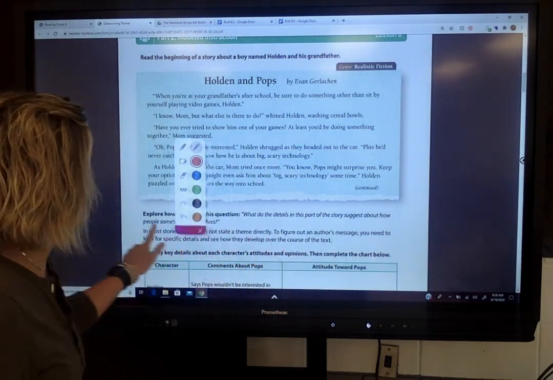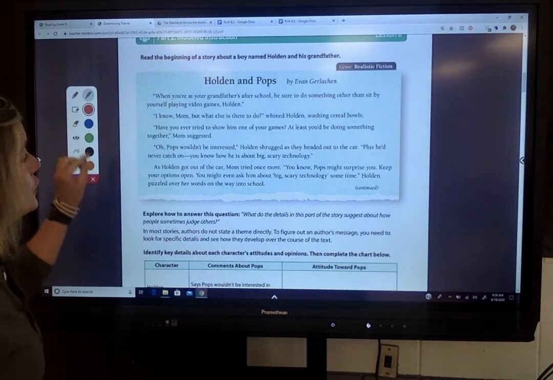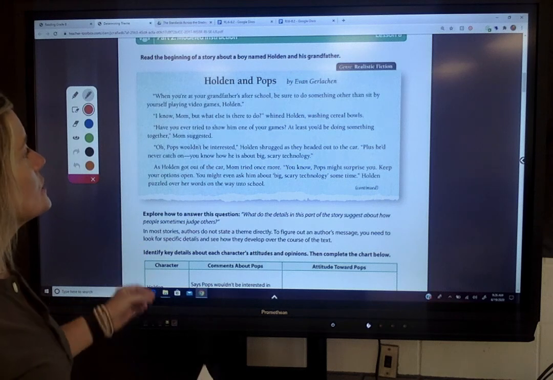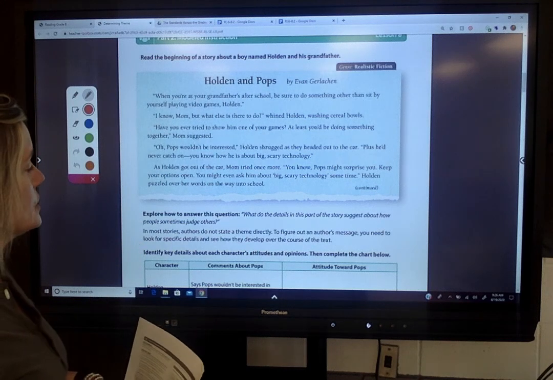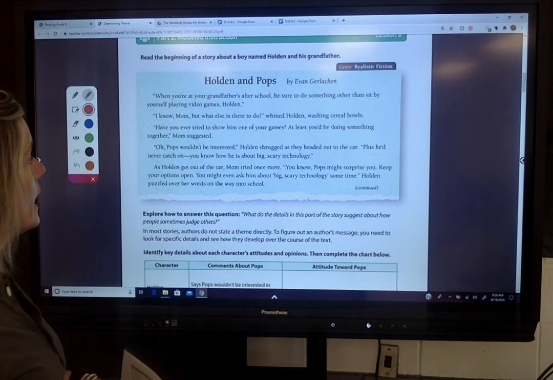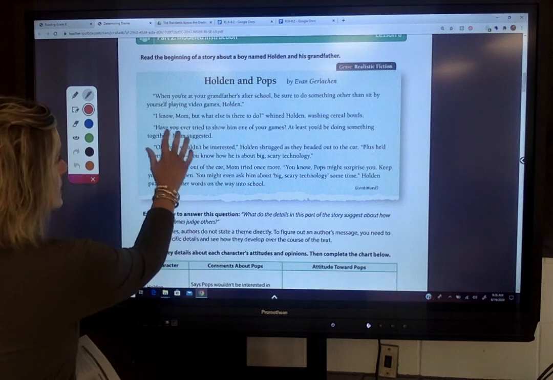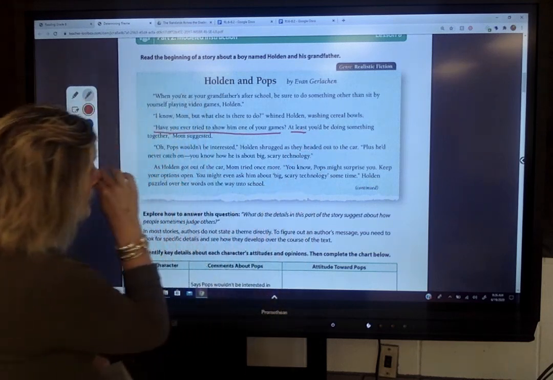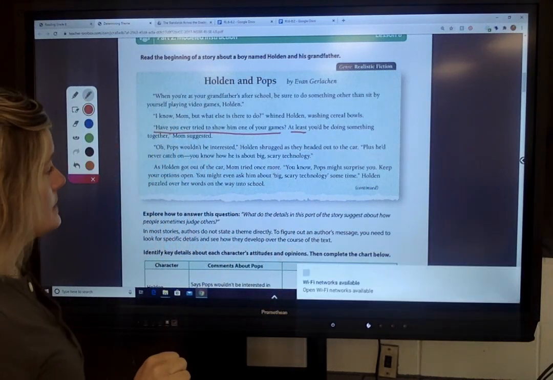And let's look at the details from these characters. You've got Mom and you've got Holden. So, what is Mom trying to do? Mom is trying to get Holden to show grandfather some of his video games.